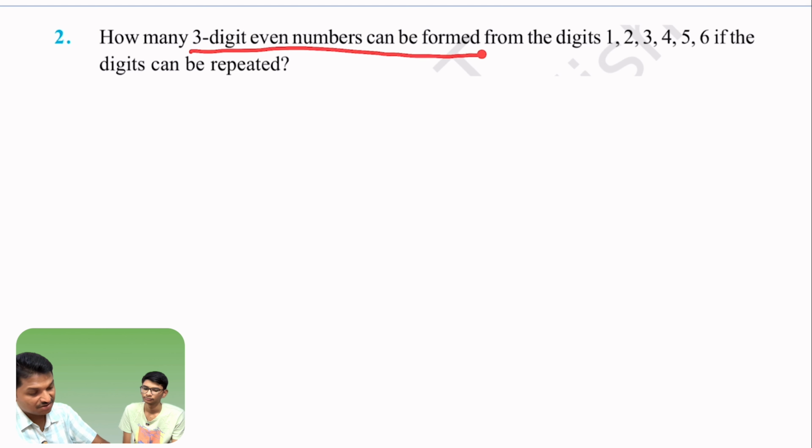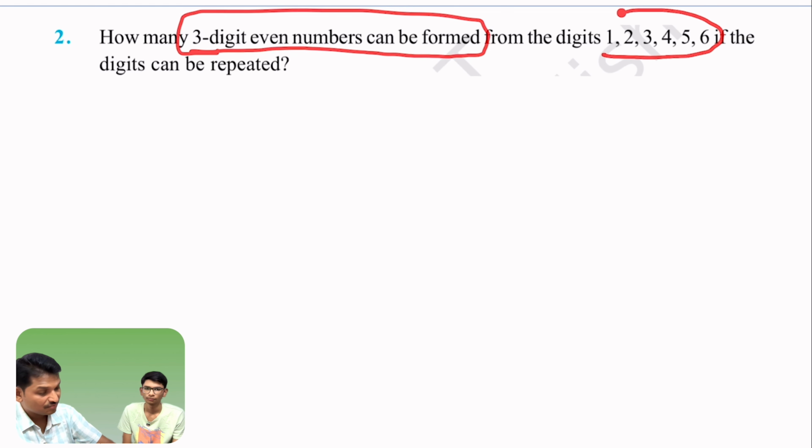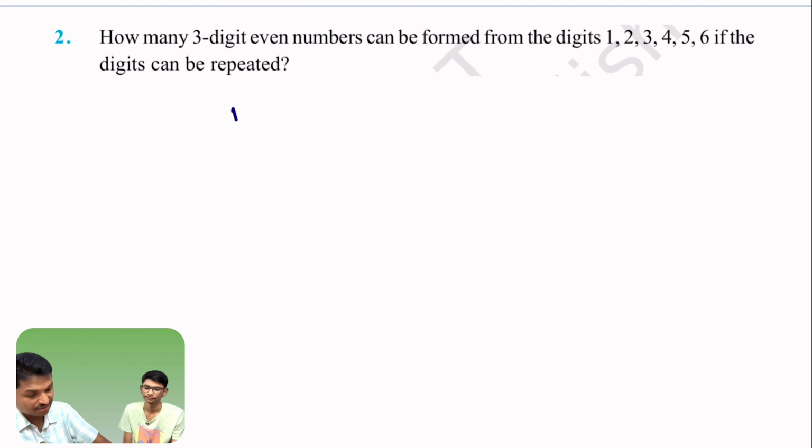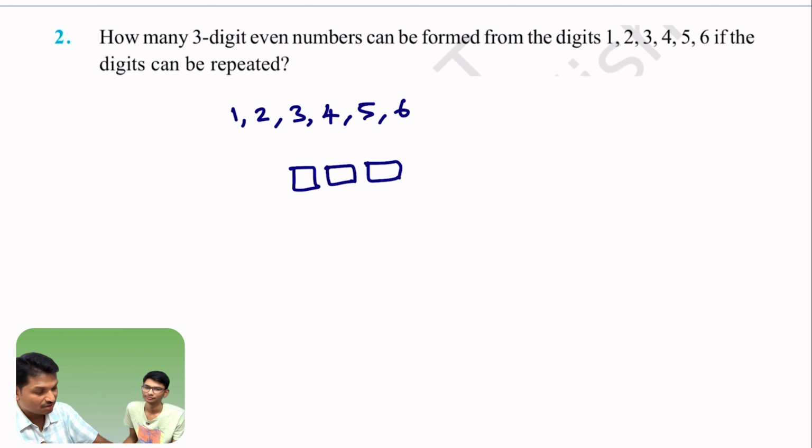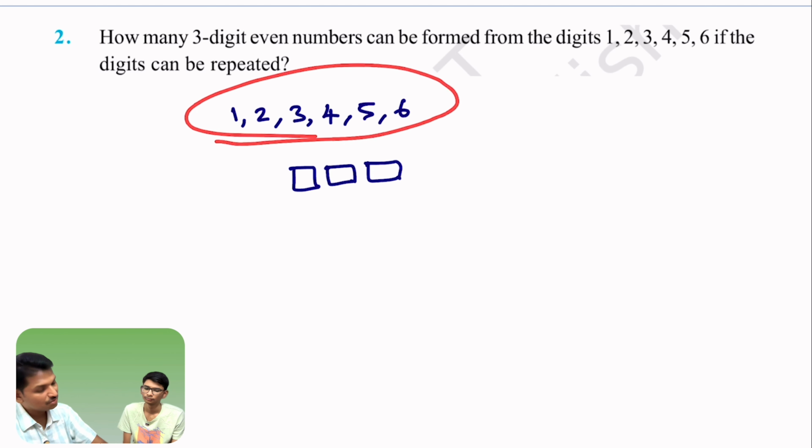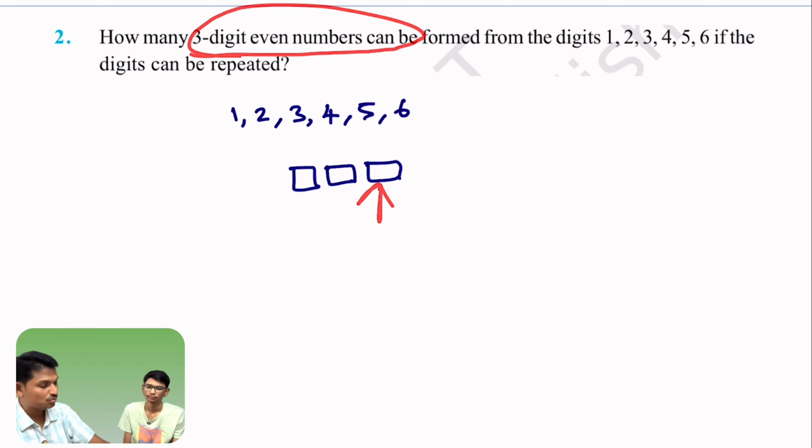You need to form a 3-digit even number using the digits 1, 2, 3, 4, 5 and 6. First I'll write the given digits like this: 1, 2, 3, 4, 5, 6. To form a 3-digit even number, we will take 3 boxes, because they asked for 3 digits. If they ask for a 4-digit number, we will take 4 boxes. We can start from the first box also, but for the safer side, we'll fill the units place, the last box, first.